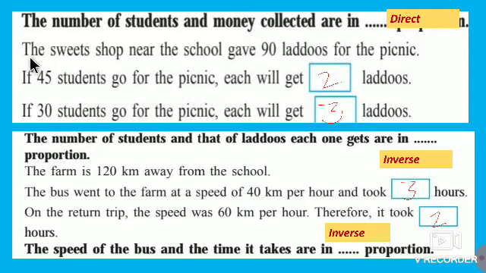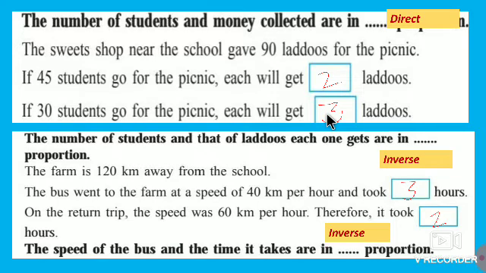Second example. The sweet shop near the school gave 90 laddus for the picnic. If 45 students go for the picnic, each student will get 2 laddus, because total laddus are 90 and students are 45. So each student will get 2 laddus. And if 30 students go for the picnic, then each student will get 3 laddus. The quantity of laddus is 90, and if the number of students is 30, then each student will get 3 laddus.